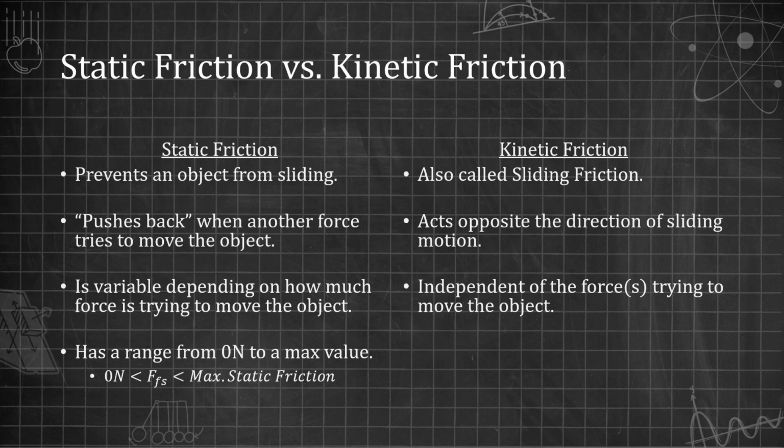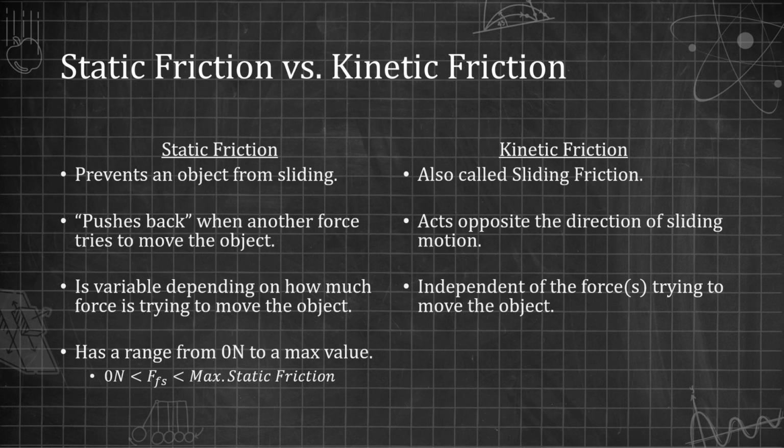So if nothing's trying to push an object, there is no static friction on it. So the static friction would be zero. But if you push hard enough, then you're going to exceed the maximum static friction force and the object should start sliding. So the range that it has is that the static friction is somewhere between 0 and the max value. Kinetic friction is a little bit simpler.